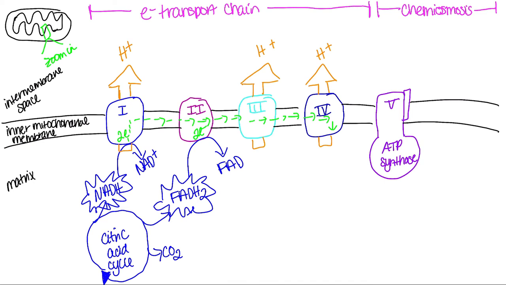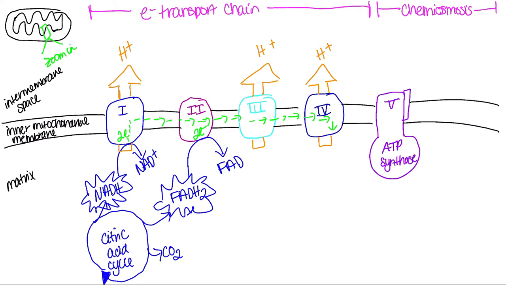So complexes 1, 3, and 4 pump protons into the inner membrane space. Complex 1 oxidizes NADH. Complex 2 oxidizes FADH2, and taking those electrons from that oxidation is what is helping to power the pumping of the protons into the inner membrane space.